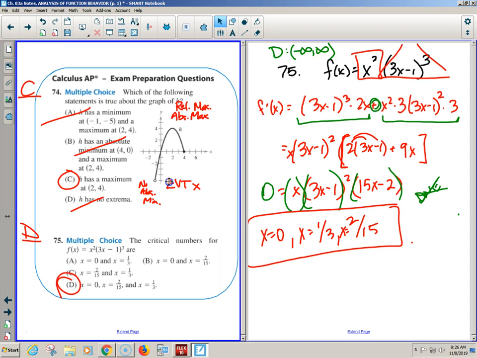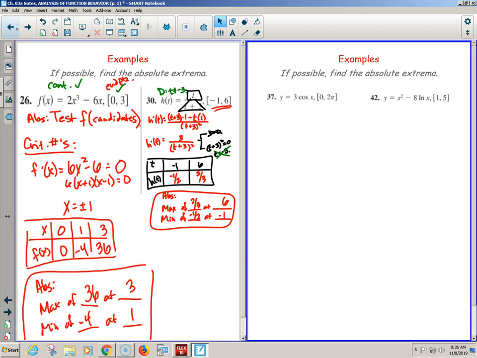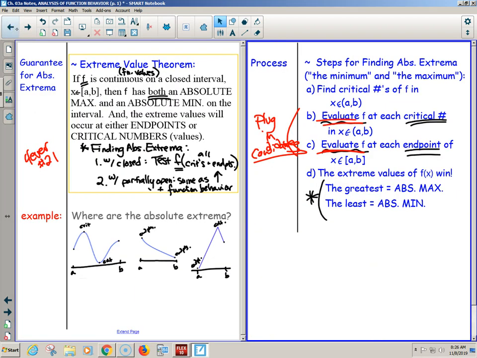Forever number 21, EVT, extreme value theorem. If a function f is continuous on a closed interval, a to b, then there is an absolute max and there is an absolute min. At the bottom of that forever card, don't we also have a how to do it? With closed intervals, we test f of all the critical numbers within the endpoints, and the endpoints. And then number 2, with partially open, we have to consider function behavior, and the entire chapter is called function behavior analysis. So we got to wait on that one just a little bit.